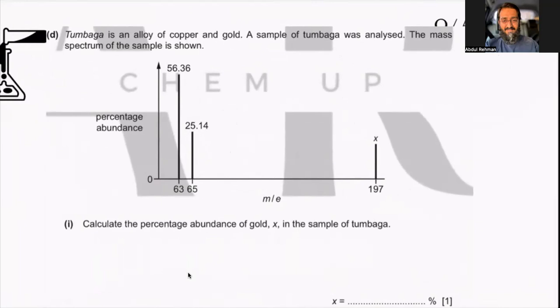So in the next class, we are going to do the past papers of atomic structure because atomic structure is finished.